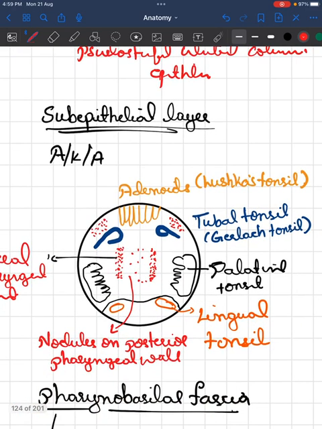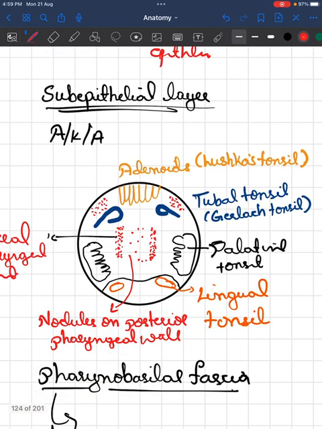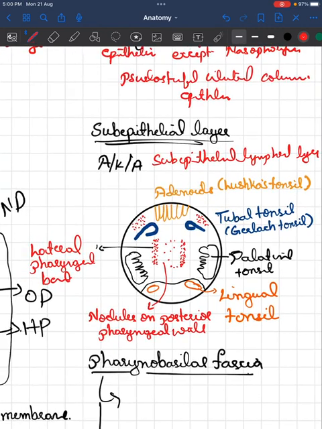The first layer is the mucous membrane. The next is the subepithelial layer, which is also known as the subepithelial lymphoid layer. In this, the lymphoid tissue is arranged in the form of a ring structure, so it is known as Waldeyer's ring.